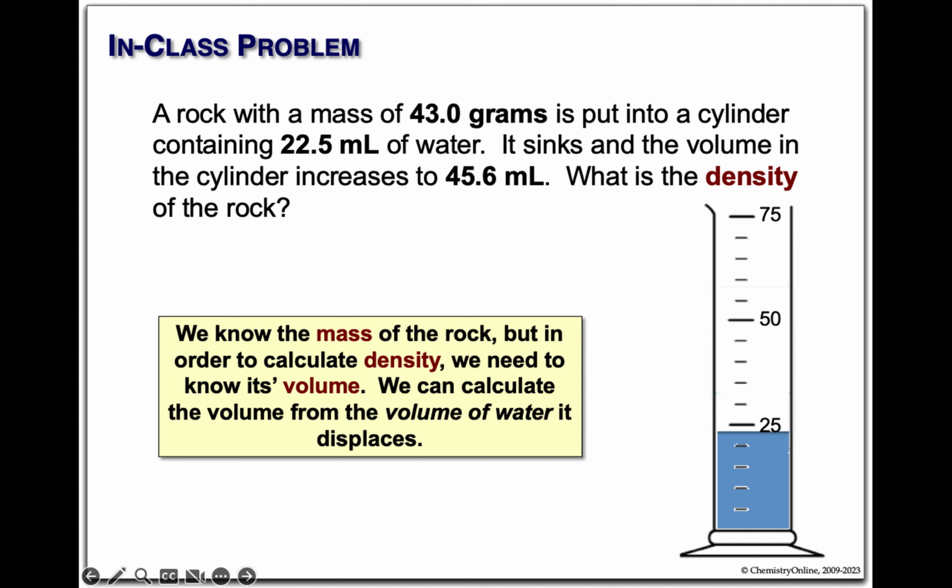So we're going to do this with our rock. We know the mass is 43 grams. We have a little cylinder here. We measure this initial volume at 22.5 mils. We're going to drop the rock in there gently. When we do, it displaces a liquid, and the volume rises to 45.6. The difference, 45.6 minus 22.5, is the volume of our rock.